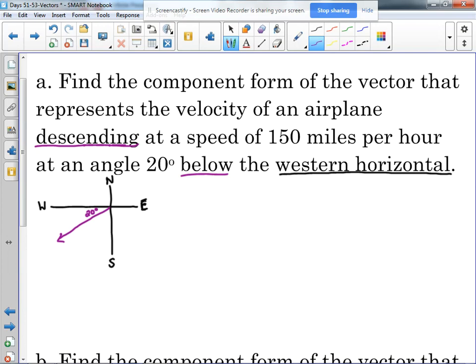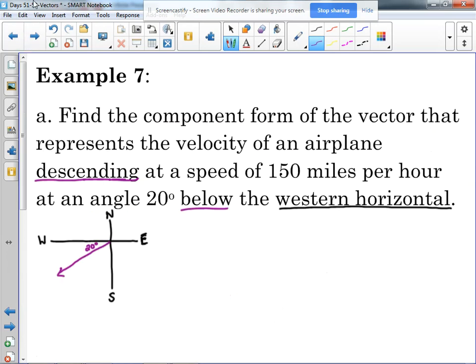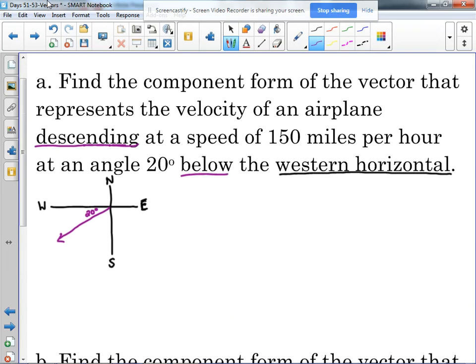So we want to find the components. Well, that's what I was showing you right here, finding the components. The x component is equal to the magnitude times the cosine of our angle. The y component is equal to the magnitude times the sine of the angle. The magnitude is the velocity, is the force, anything like that. So 150 miles per hour is our magnitude.